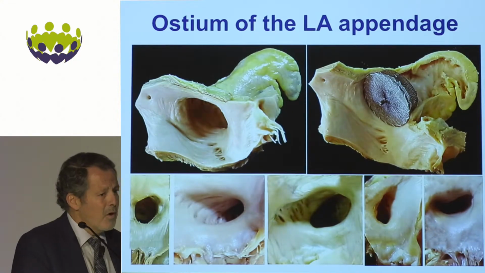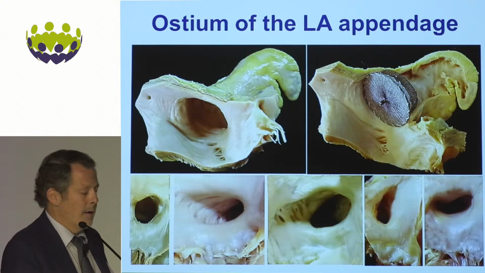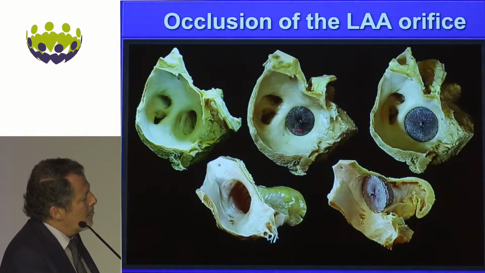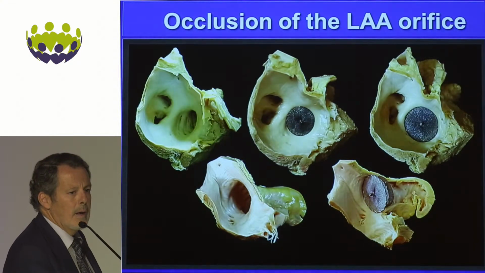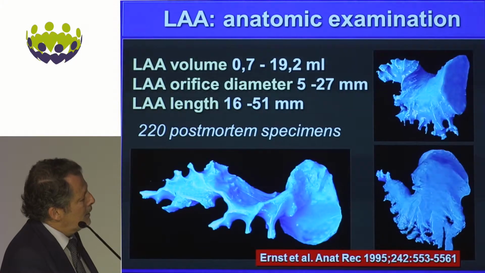You will know that it's very important to consider the size of the left atrial appendage for left atrial appendage occlusion. More are oval shape, but in some they are round in shape. Different size, different form, more elliptic, more round, that are very important when we are planning the occlusion of the left atrial appendage orifice. The volume can be seen here from 0.7 to 90 milliliters.